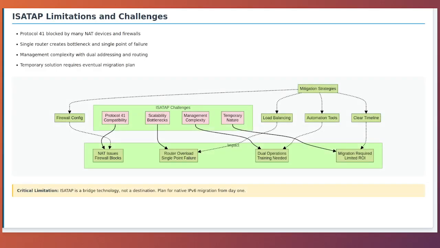ISATAP limitations and challenges. While ISATAP solves specific transition problems effectively, it has several limitations that network architects must understand. These limitations stem from the fundamental design of ISATAP and the constraints of tunneling IPv6 over IPv4. Recognizing these challenges helps in planning deployments and setting appropriate expectations.